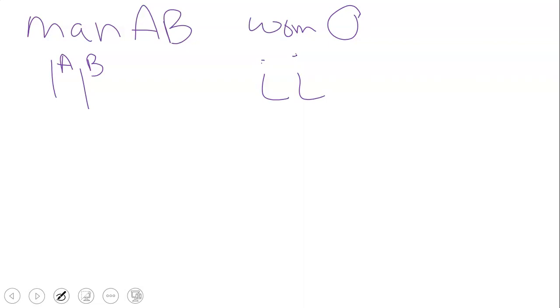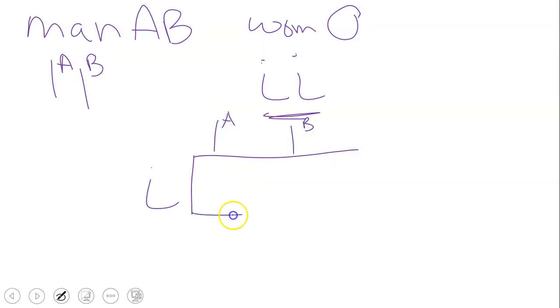Okay, so let's cross these guys. Here's my Punnett square. So I'm going to put the woman on the left. Okay, so there she is, little i. That's all she has, so all of her gametes are little i. And then I'm going to put my man up at the top here. So half of his gametes are IA and half are IB.